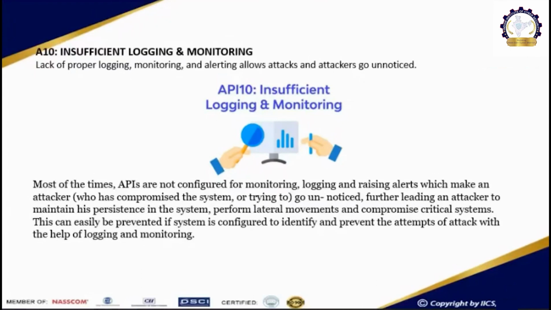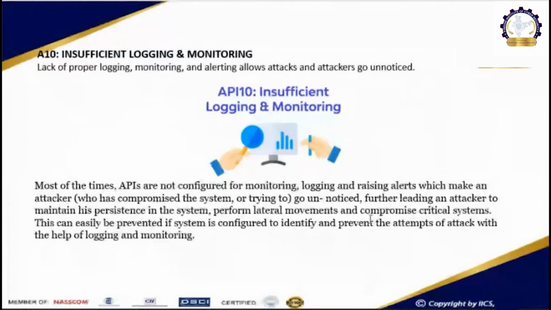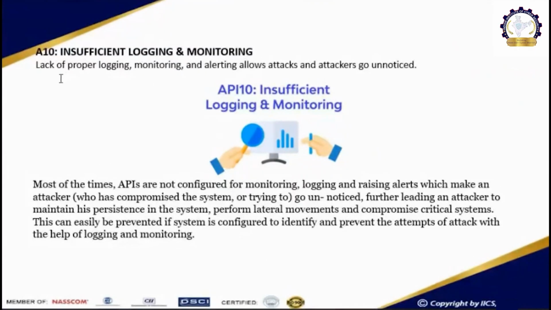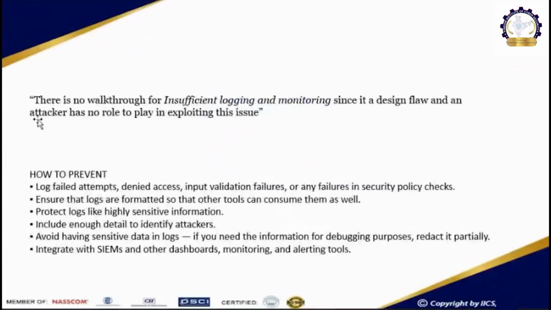Most of the time, APIs are not configured for monitoring and logging. So when an attack has happened, we do not know what type of attacks are going on, and we cannot do anything in the aftermath. We cannot investigate. That's why proper logging and monitoring should be done. So that is all about A10. There is no lab for that. Since it's a design flaw, we just have to create and maintain logs. So how to prevent that?